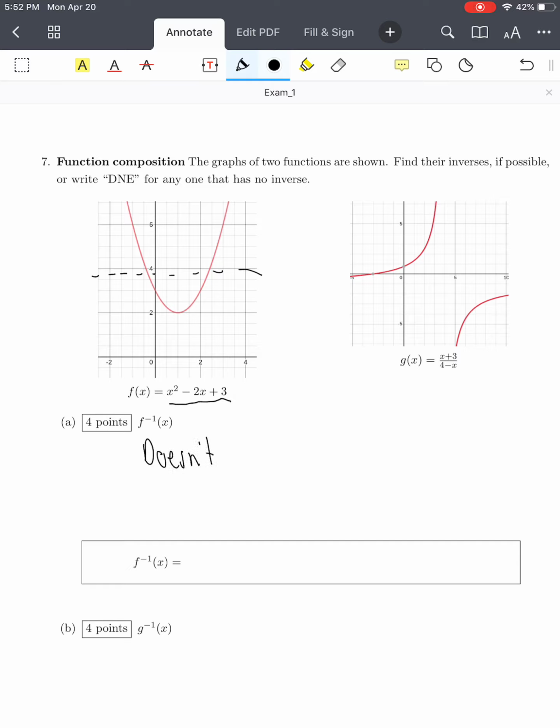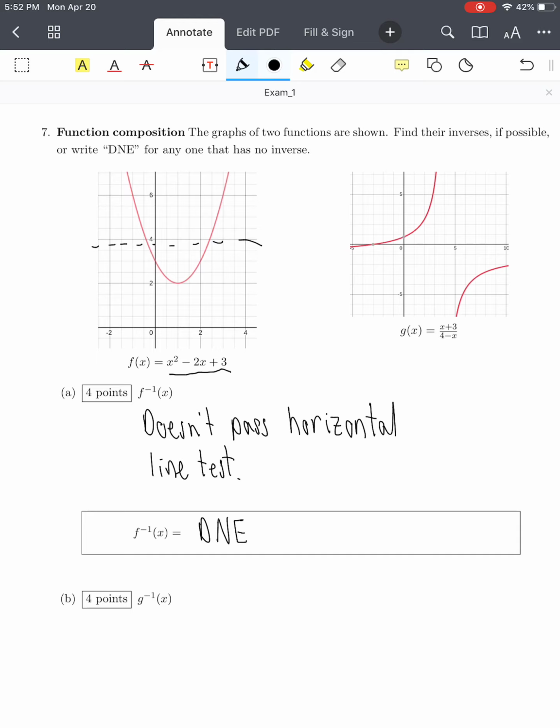Doesn't pass the horizontal line test. Therefore, the inverse does not exist. Has to pass the horizontal line test for a function to have an inverse. So we don't have to do anything else there, just say does not exist. And for function b, which is g of x equals x plus 3 over 4 minus x, well, it looks like it does pass the horizontal line test. So we're going to find the inverse there.